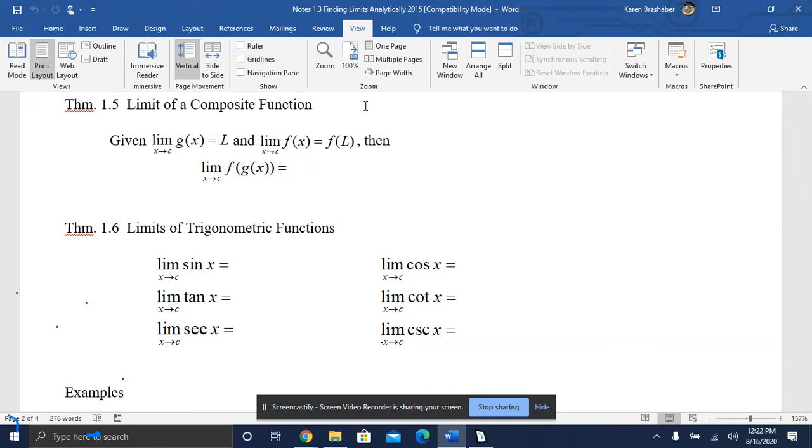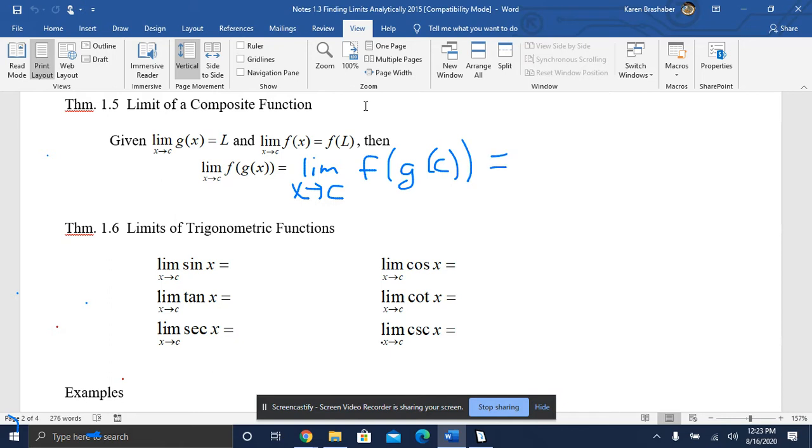All right, we have a couple more theorems to look at. The first one is for the limit of a composite function. So if you have the limit as x approaches c of f of g of x, then we would do direct substitution, making the limit as x approaches c of f of g of, now we're substituting c in for the x. That's our direct substitution. So that would be g of c.